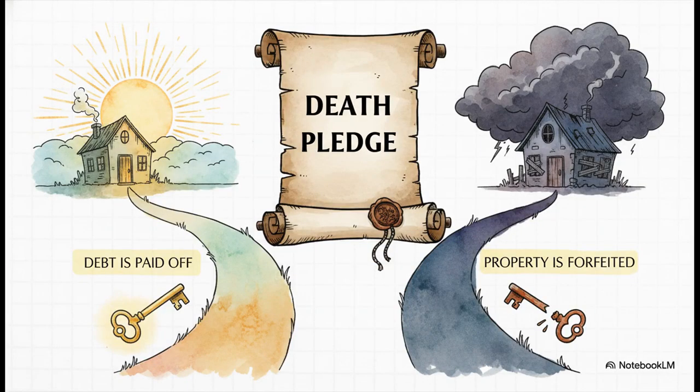The idea is that this pledge, this agreement, is designed to die one way or another. It can die a happy death when you finally pay off the loan. Or it can die a not-so-happy death if the borrower can't pay and the property gets forfeited. Either way, the pledge is destined to end.